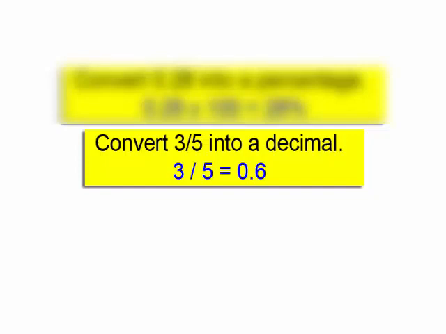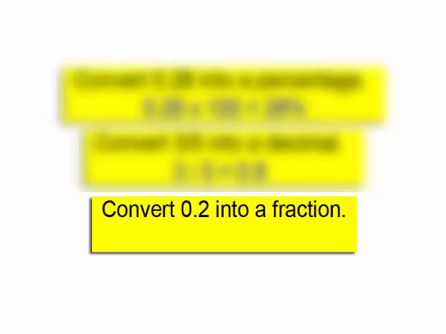In this example, we have been asked to convert the fraction 3/5 into a decimal. To convert any fraction into a decimal, you divide the denominator into the numerator to give us our final decimal answer of 0.6. In this third example, we have been asked to convert the decimal 0.2 into a fraction.